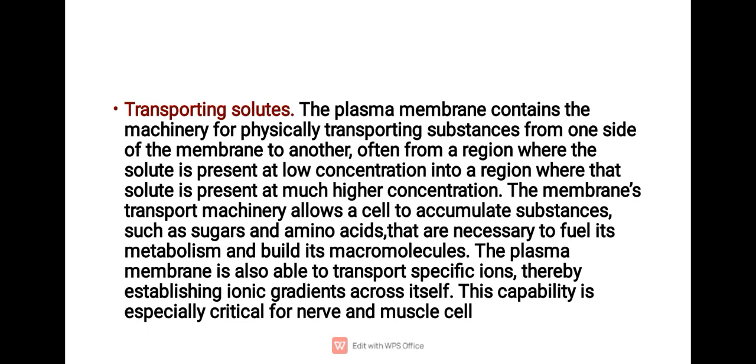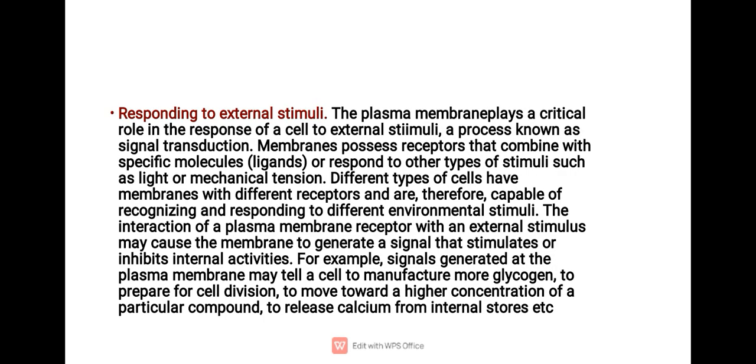The plasma membrane is also able to transport specific ions, thereby establishing ionic gradients across itself. This capability is especially critical for nerve and muscle cells. The membrane's transport machinery allows cells to accumulate substances such as sugars and amino acids. Specific ions are also transported.